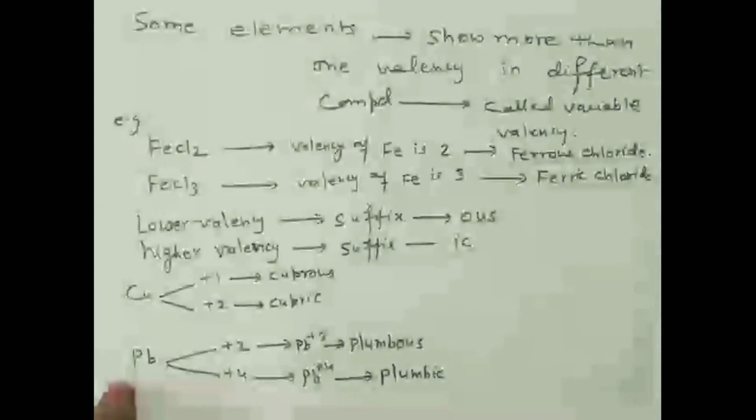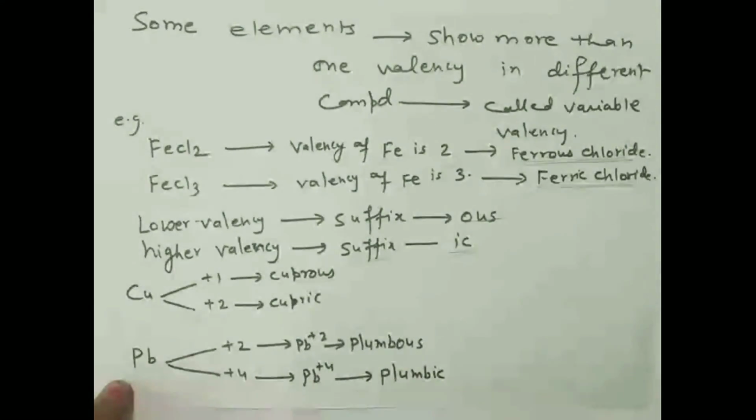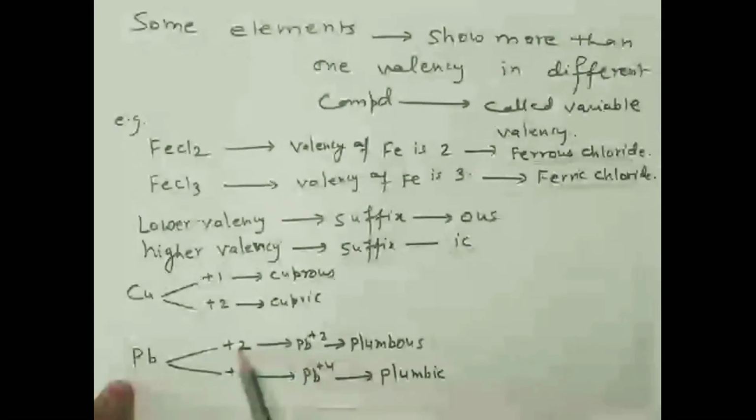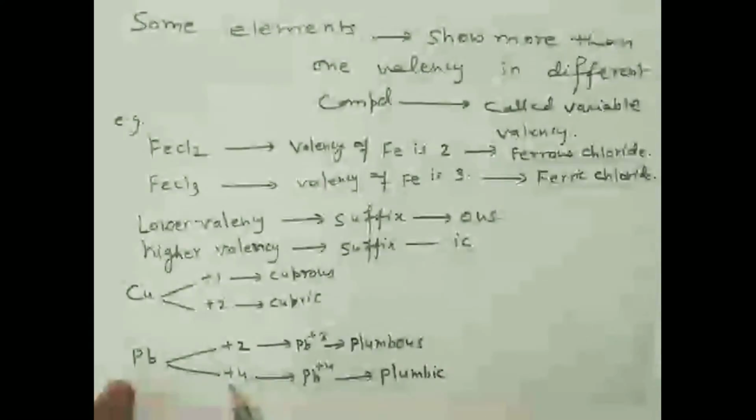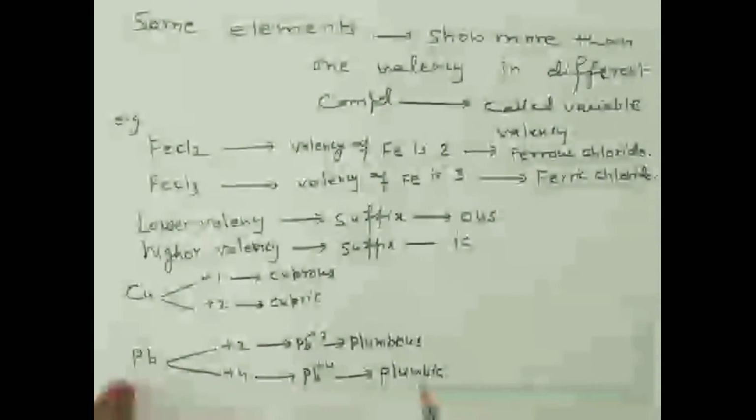Lead also has variable valency, plus 2 and plus 4. So the lower valency is named plumbous and the higher valency is named plumbic.